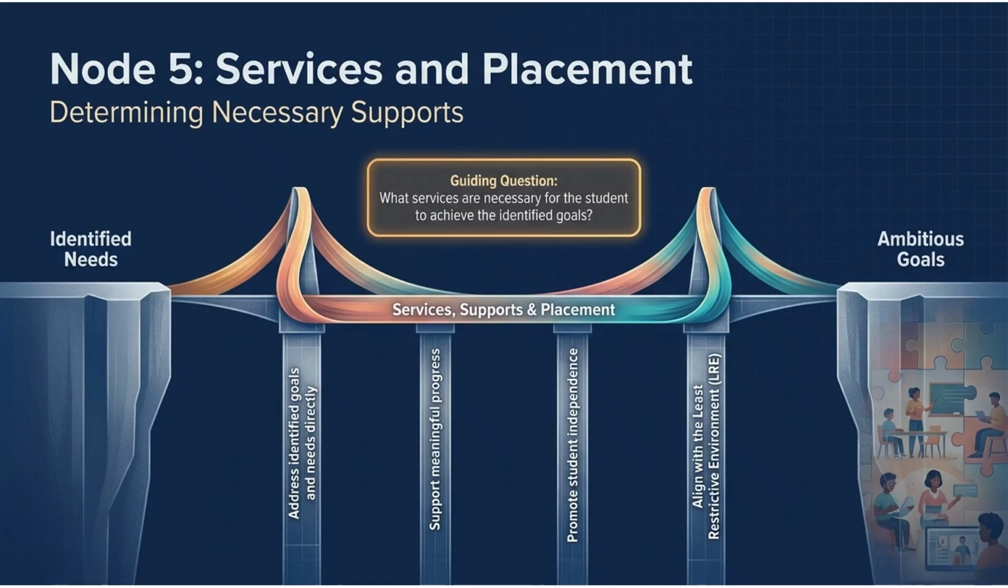Once goals are established, the team determines the services and supports necessary for the student to achieve them. Services should directly address identified needs and support progress toward goals. Decisions regarding placement must also consider the least restrictive environment while promoting student independence whenever possible.